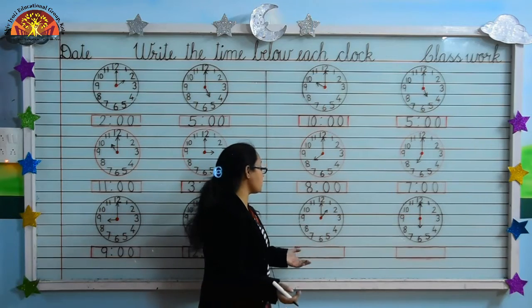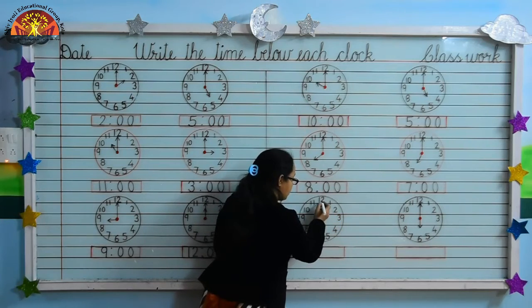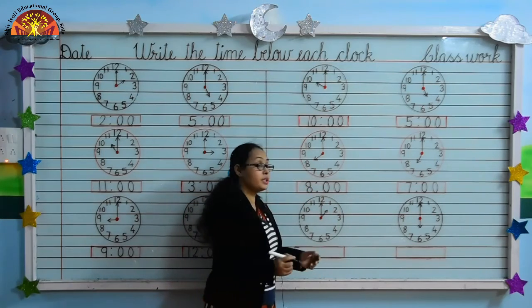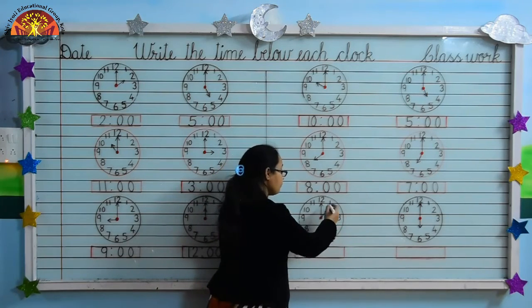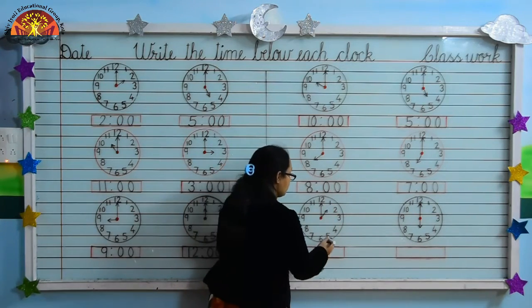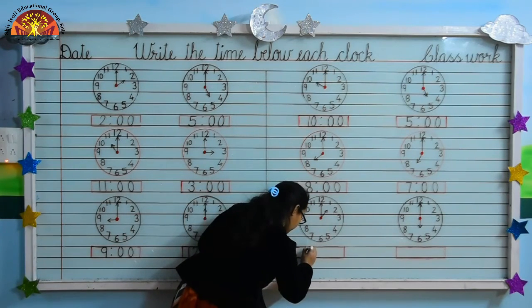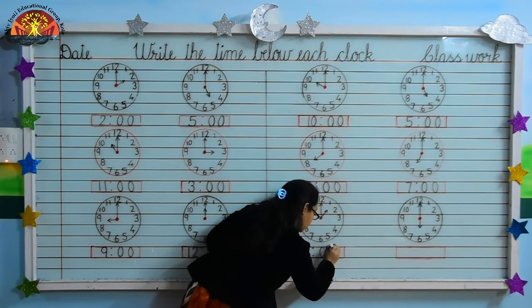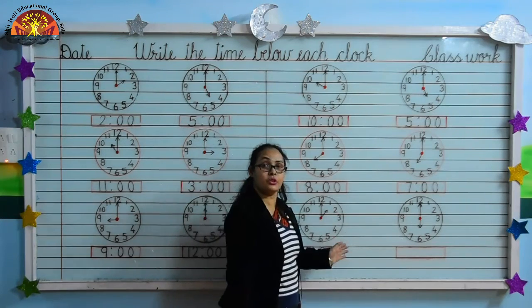Move to next. Kids, in this clock, the long hand is at 12 and the short hand is at 1. Kids, now you tell me, what time is the clock showing here? Yes, the clock is showing 1 o'clock. Now we will write 1 colon 0 0. Kids, we read it as 1 o'clock. Move to next.